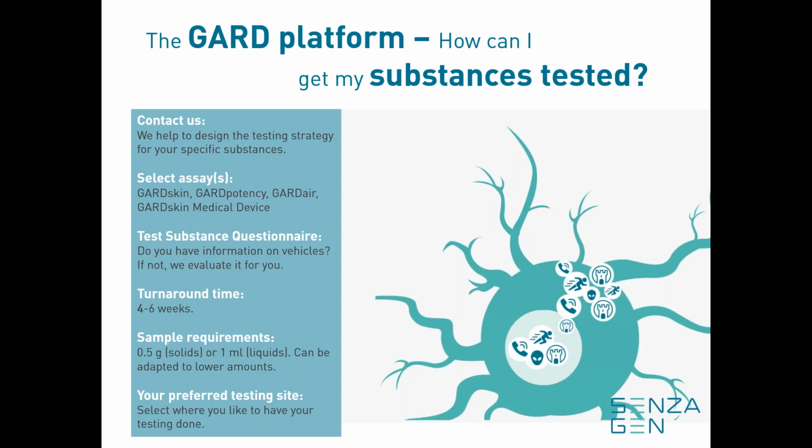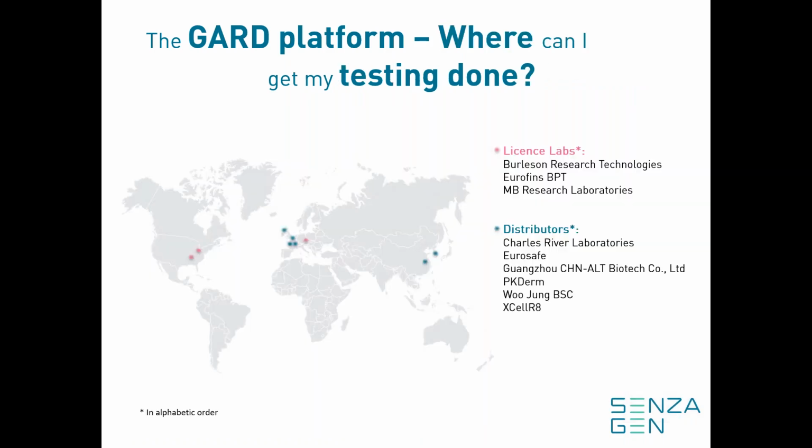And after that, you of course also need to select your preferred site of testing where you would like to have your testing done. And today we have a collaboration with 3 different licensed labs. We can perform all of the testing for you. We have a collaboration with 2 labs in the US, which is Burleson Research Technologies, that was also involved in our validation study. And they are based in the Research Triangle in North Carolina. And we also collaborate there with MB Research Laboratories. And in Europe, we also collaborate with Eurofins in Munich.